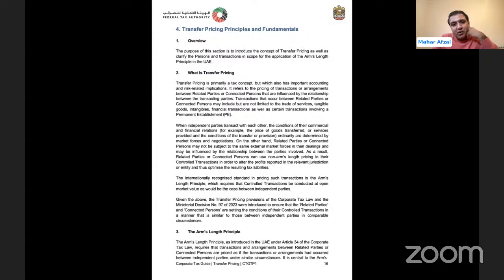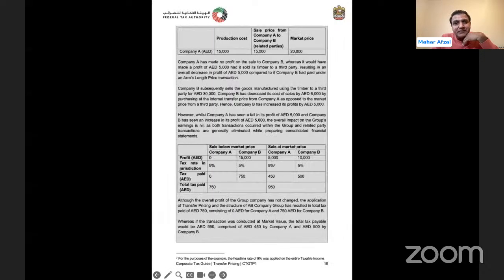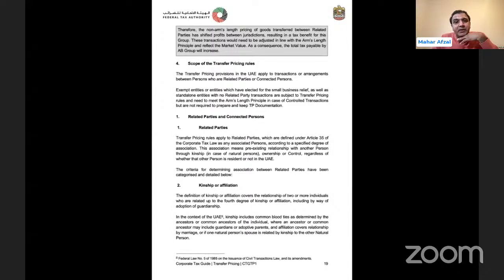We have already discussed this through the loan example. Arm's length principle means the need to charge the market price at a very fair value. Then they have given one more example as well. I think this is a similar example that we have already discussed. Then the scope of the transfer pricing rules, this is applicable to related parties.